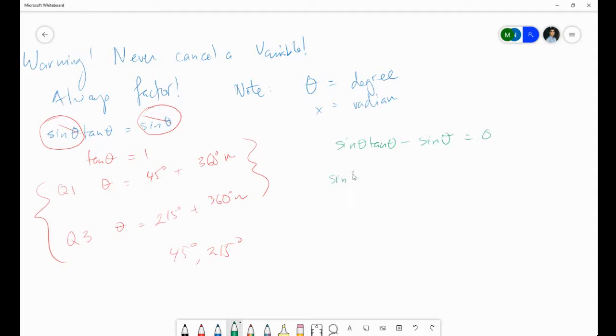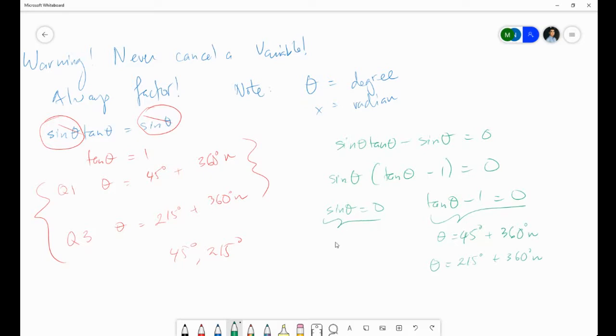Now we're going to factor sine out. Okay. Now we can set each one of them equal to 0. Now we still have the solution that we have over here. Theta is equal to 45 degrees plus 360n and 215 degrees plus 360n. But the solution that you canceled out is this one. Sine theta is equal to 0. So here, theta is equal to 0 and 180 degrees. So you're actually missing out 2 of the solutions.